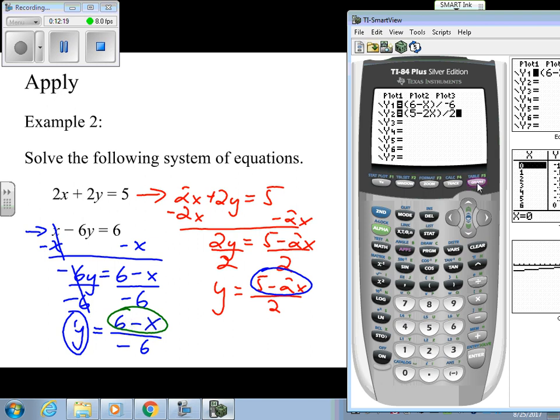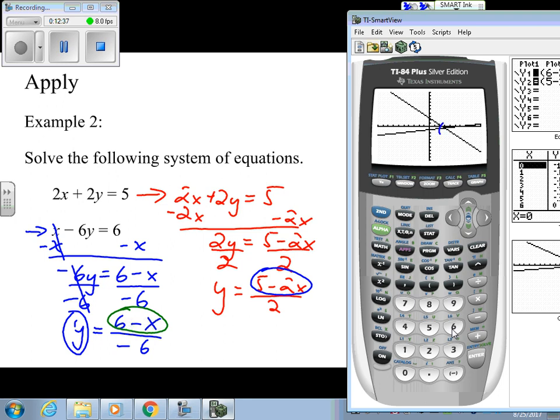All right, now I'm going to go to graph. And before I really do too much, I'm going to go back to zoom, and I'm going to do zoom 6, which is standard. So I get back to that 10 by 10, or 10 in every direction window. I guess it's technically 20, because we have negative 10 and positive 10 as our min and max. But I like that window. It's good because I can sort of see where the intersection is happening. And as long as I can see it, the calculator can calculate it.